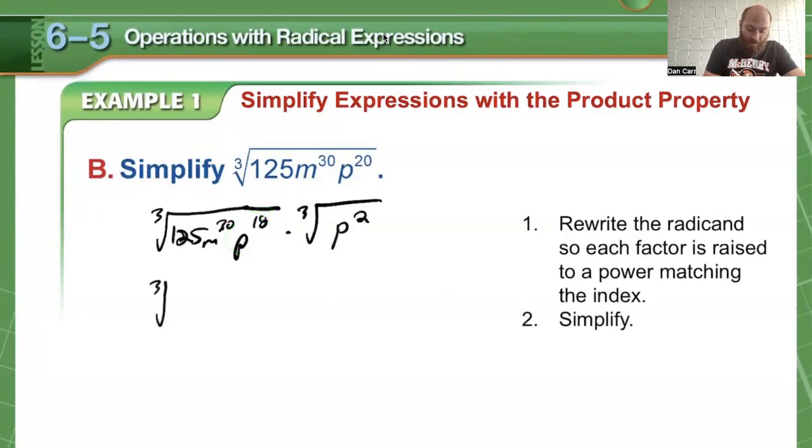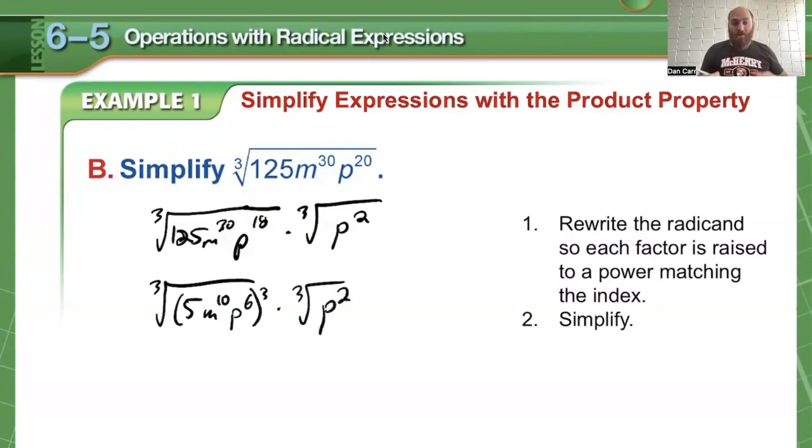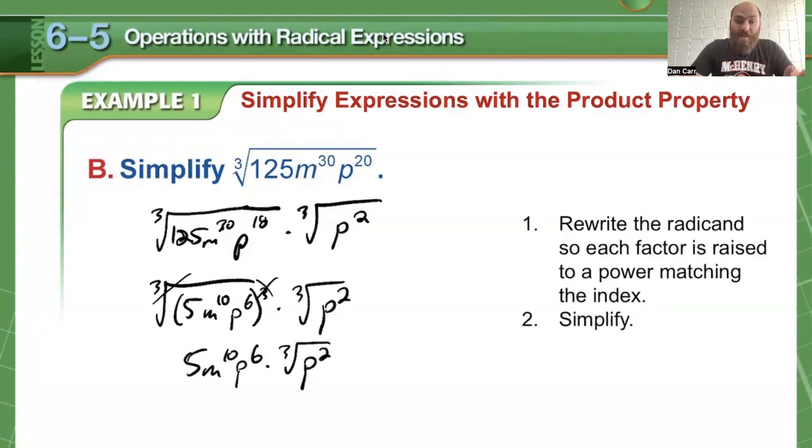So now I'm going to take the cube root. 125 is 5 cubed, so I'll put a 5, m to the 10th, p to the 6th, to the third power, times the cube root of p squared. So now from there, I can cancel this out with this. So 5m to the 10th, p to the 6th, times the cube root of p squared. Okay, and that's it. That's what we're trying to do.